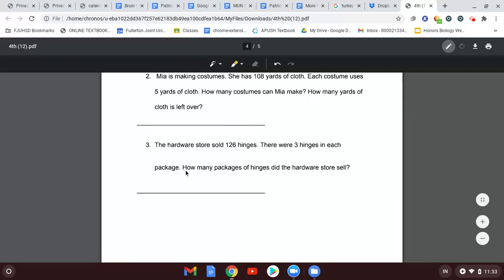Let's try doing number 3. The hardware store sold 126 hinges. There were 3 hinges in each package. How many packages of hinges did the hardware store sell? If there are 3 hinges in each package, then we just divide 126 by 3. That would be 42. So there will be 42 packages.